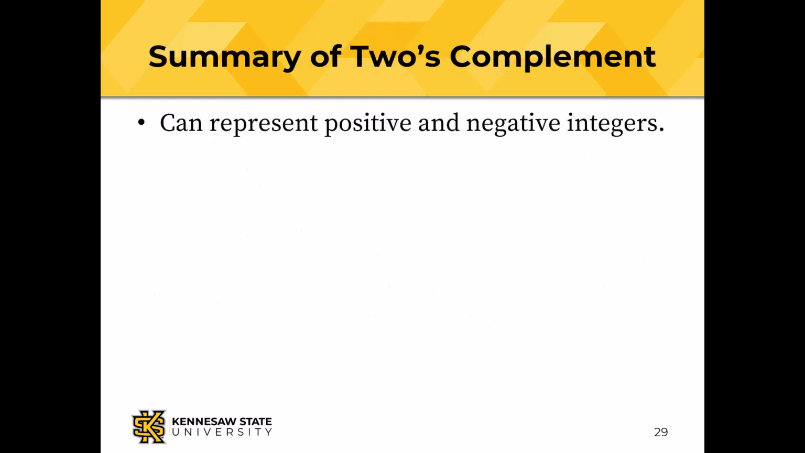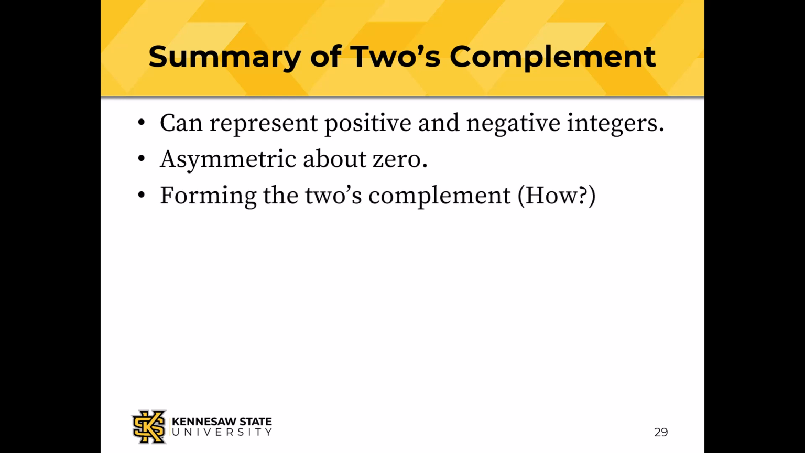So let's summarize 2's complement. I can represent both positive and negative integers. 2's complement numbers are asymmetric about 0. There is one more negative value than there are positive values because 0 is part of the positive values. I can form the 2's complement by flipping the bits and adding 1, or by copying from the right until I've copied a 1 bit, and then complementing, that is, flipping the remaining bits. The overflow rule has 2 parts.